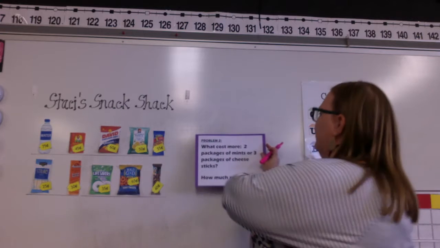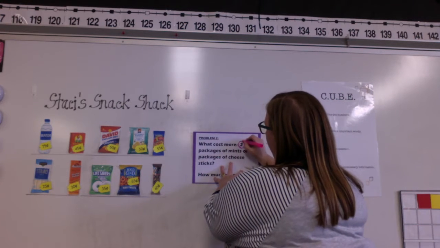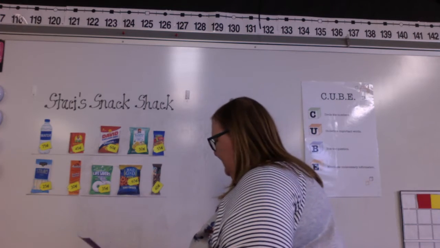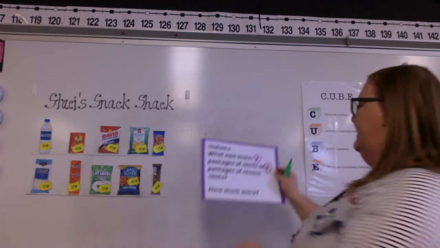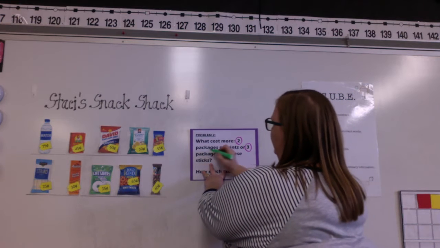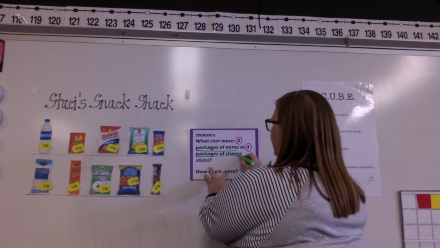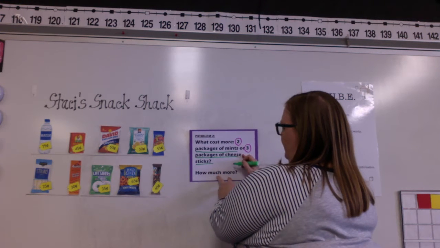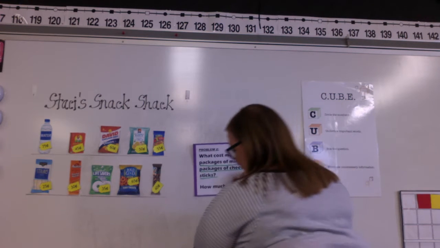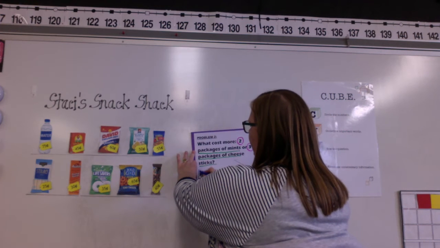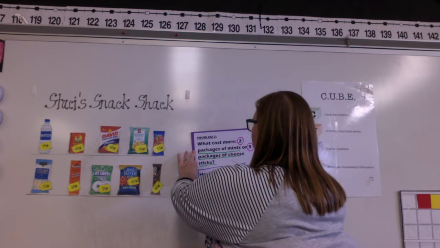So again, I'm going to start with my cubing. I'm going to circle my numbers. I have 2 and I have 3. Then the next thing I'm going to do is underline any information that I need. 2 packages of mints, 3 packages of cheese sticks. Okay? And then the last thing I want to do, well, one of the last things, is box my question.